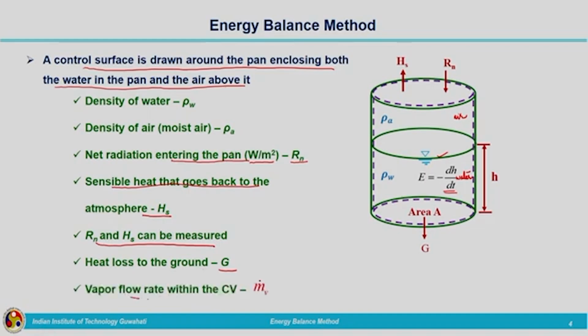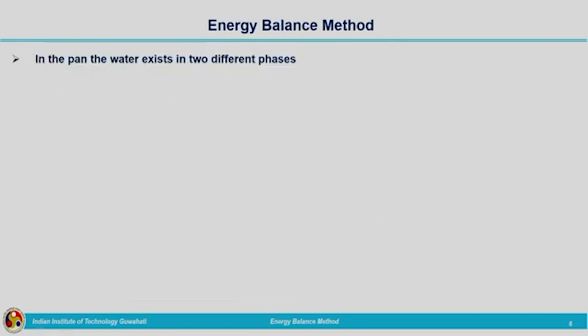Now, vapor flow rate within the control volume can be written as m dot v. This we have already seen while deriving the expression talking about evaporation. In that case, the vapor flow rate is represented by m dot v. Now, one thing you need to keep in your mind, within the pan, up to a certain height we have filled with water and beyond that we are having the moist air present. So, within the pan itself we are having both the liquid phase and the gaseous phase.